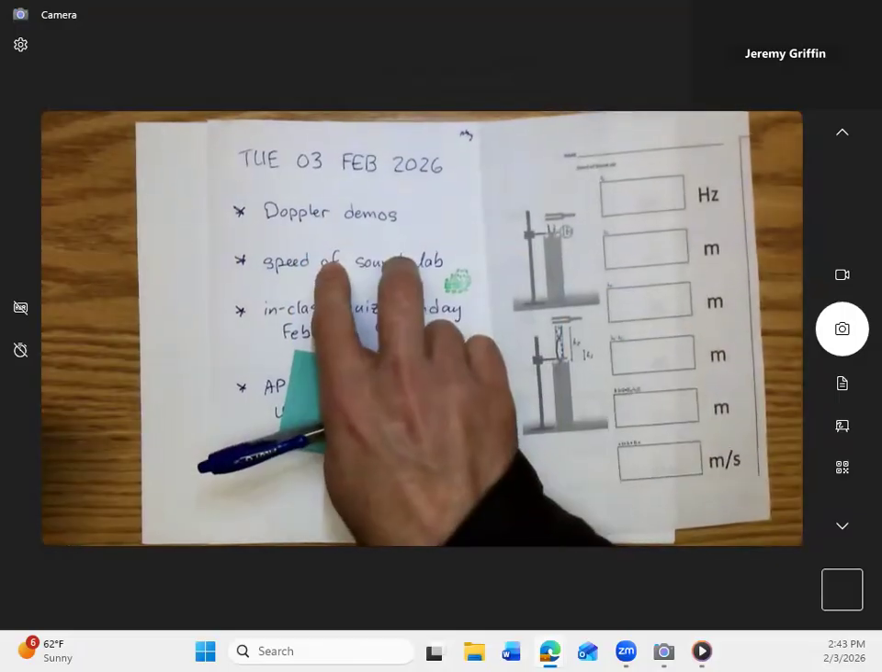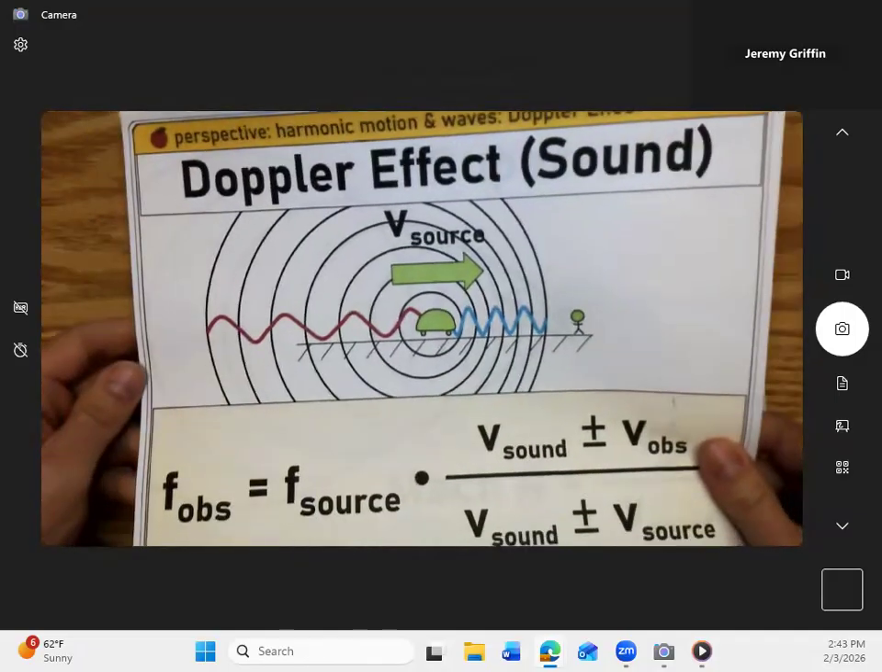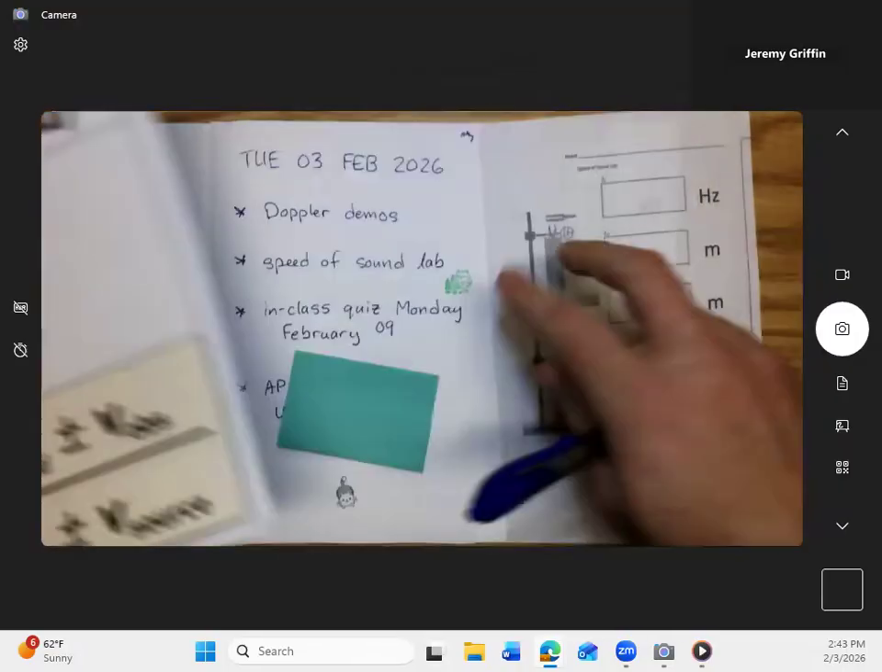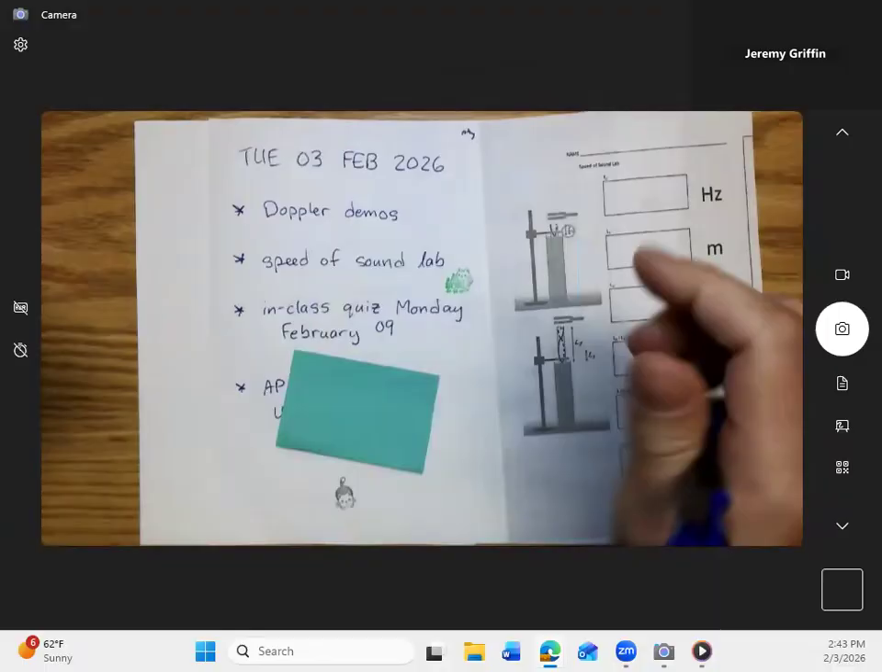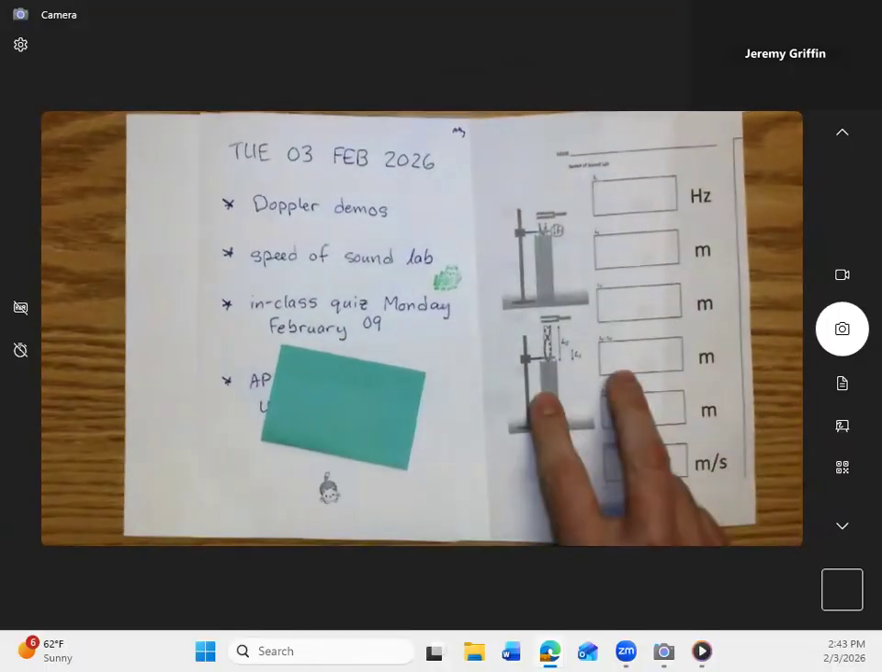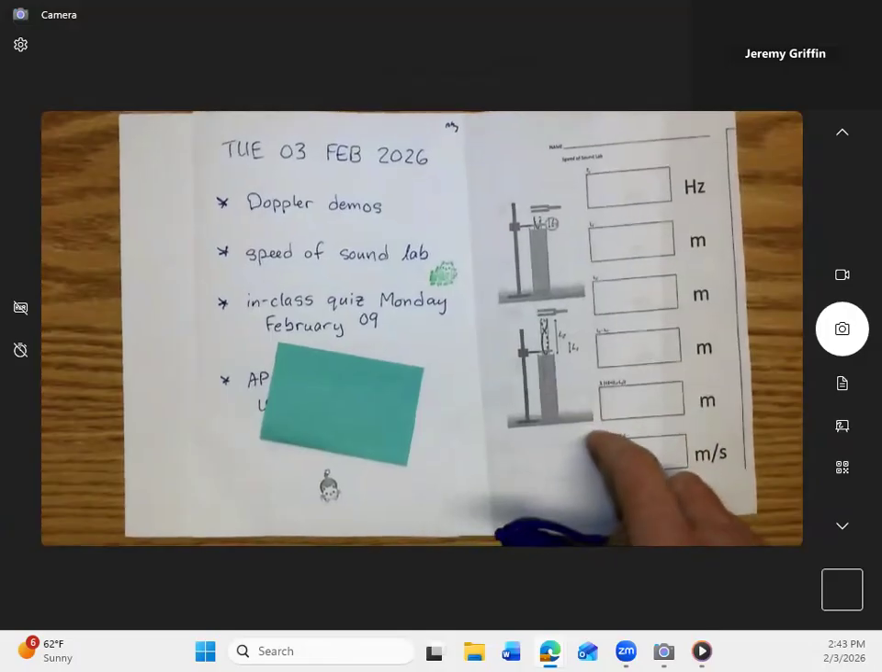Yesterday I told you guys a little bit about the Doppler effect. Do you guys remember this? It's a carbon fiber here, your pitch it. We'll have enough time in class today to solve at least one of these. I've got a couple other demos for you guys, but the main thing today is going to be the speed of sound lab.